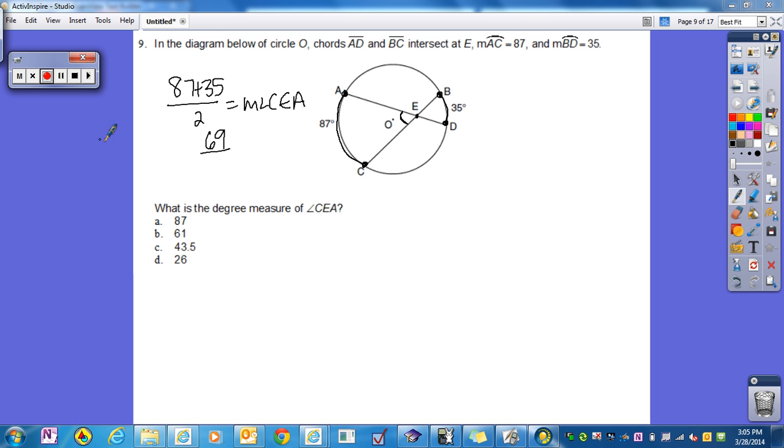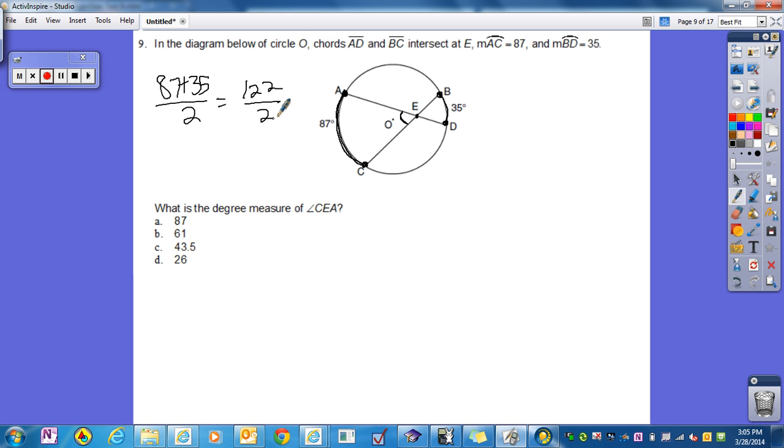Just kidding, I put that in my calculator incorrectly. Let's go back to the beginning on this one. Alright, so sorry about that. So actually, when you go in here, you still have to add these two arcs together. So you have to do 87 plus 35 divided by 2. And in your calculator, when you do 87 plus 35, you're going to get 122. So you have 122 divided by 2. And 122 divided by 2 is equal to 61. So the measure of angle CEA is 61 degrees.